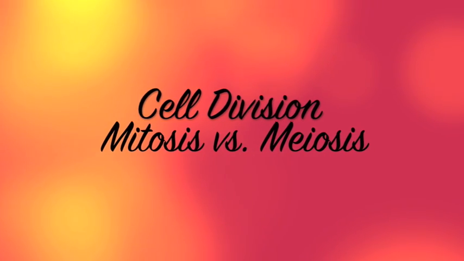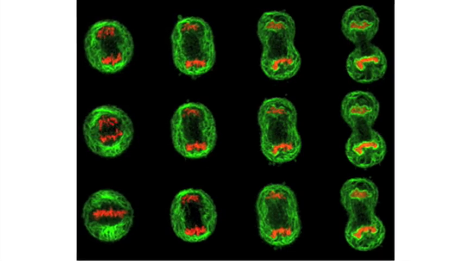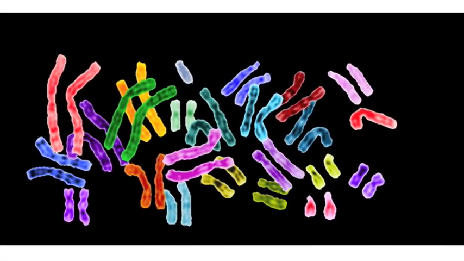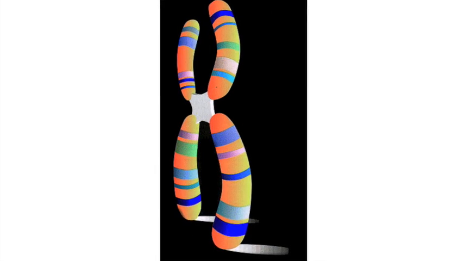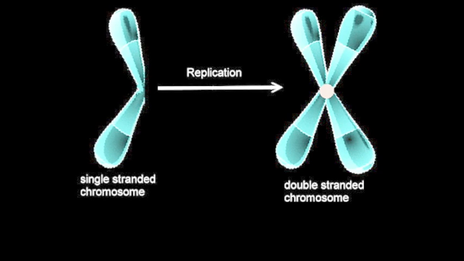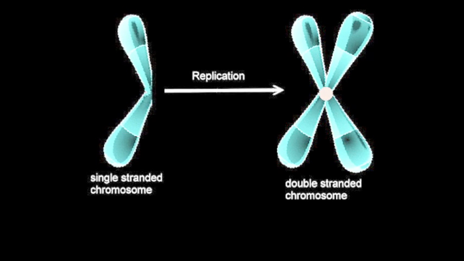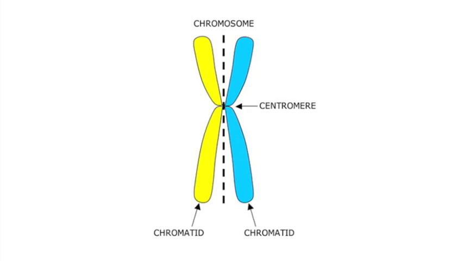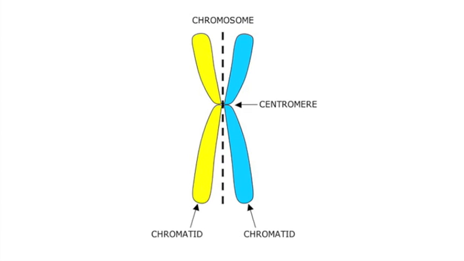The cell cycle is responsible for cell growth, specialization, and most importantly, replication. In order to understand this, we must look at mitosis and meiosis. Chromosomes are the most important players in mitosis and meiosis. Throughout the cell cycle, a single-stranded chromosome is replicated and becomes a double-stranded chromosome consisting of two sister chromatids. The sister chromatids bind together in their centromeres, creating a chromosome.